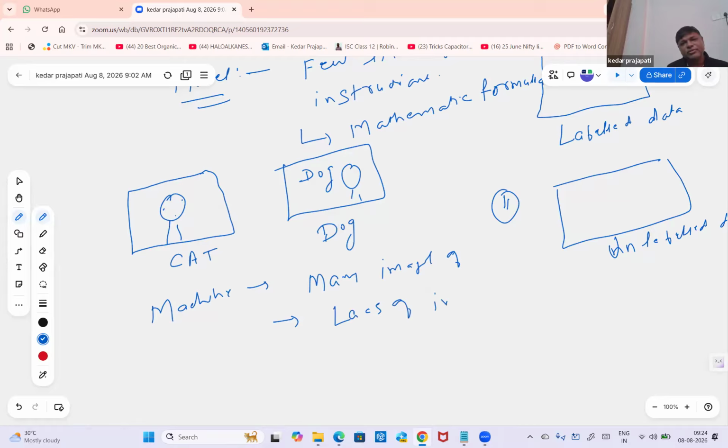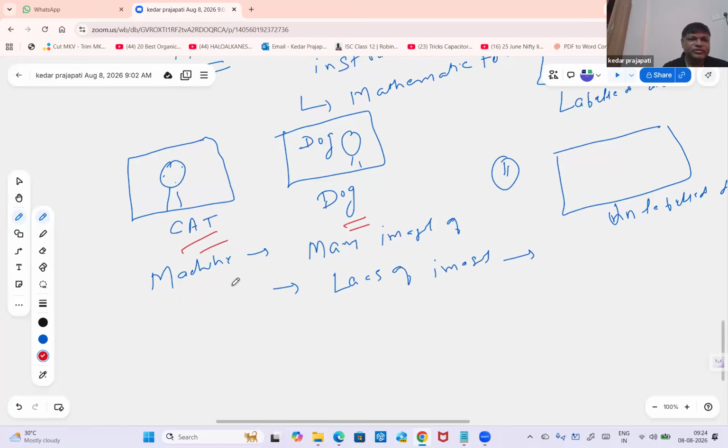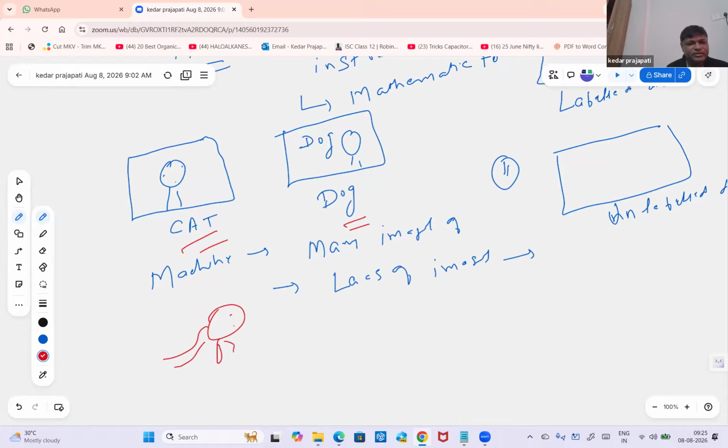Lakhs of images will be given to the machine, right? And they will be labeled. So you will be writing that this is a cat and this is a dog. Okay? So the machine will remember. The machine is learning, okay, if something comes this way and it has a tail, right? And it has something, right? So it is a cat. Right? But a dog also looks the same way.